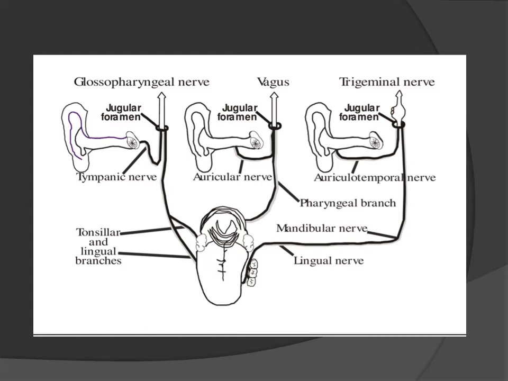This nerve supply is responsible for referred otalgia, as the glossopharyngeal nerve also supplies the tympanic membrane and the middle ear.